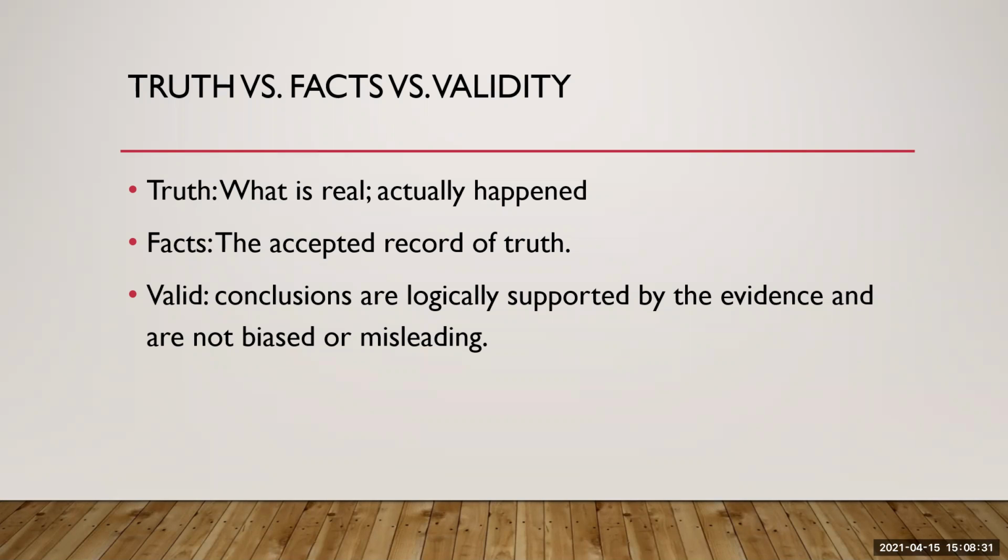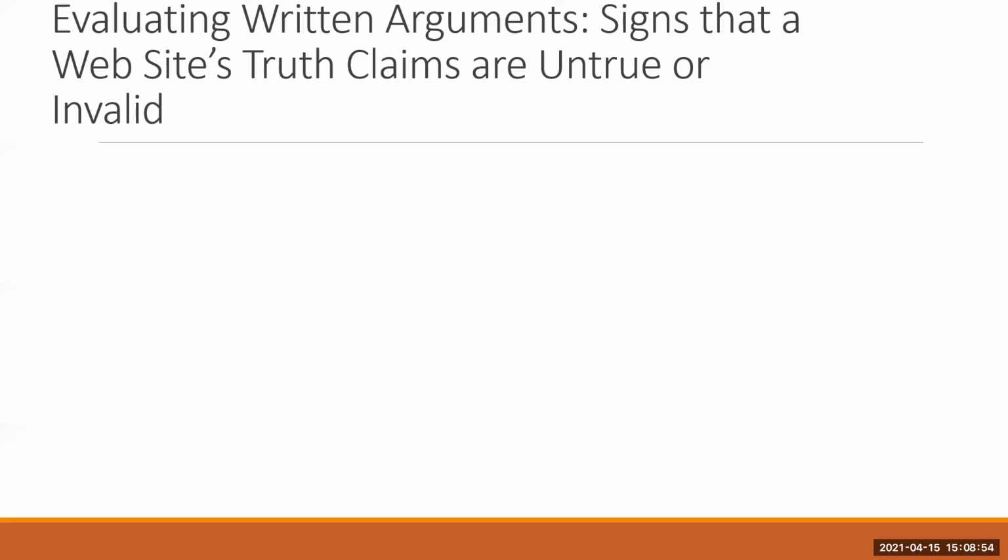And so again, we have these three layers: truth, what actually happened; the facts, which is the agreed upon record of that truth; and then this idea of validity, right, which might be used to apply to the facts, but also our conclusions based on the evidence that is presented. All right, so getting back to what is in the book. Okay, so the book goes through a number of signs that a website's true claims are untrue, or we might say invalid.